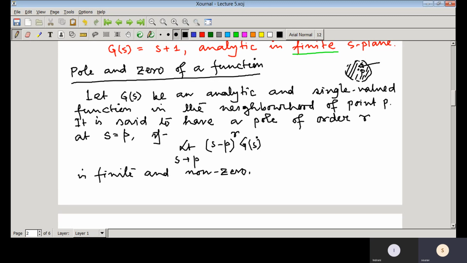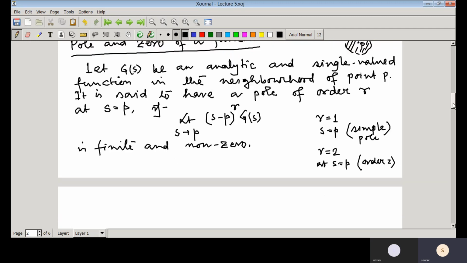That means whenever, suppose R equal to 1, that means you have a pole at P. This is a simple pole. That means only one pole is there. Similarly, if you have R equal to 2, that means at s equal to P you have two poles, so order 2. So at the point P, you have two poles.